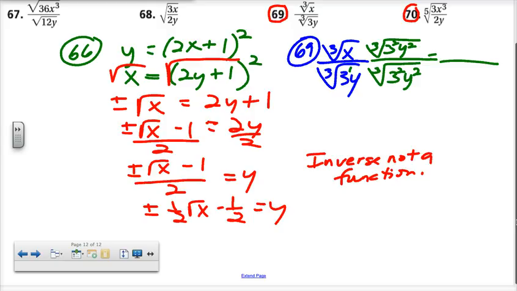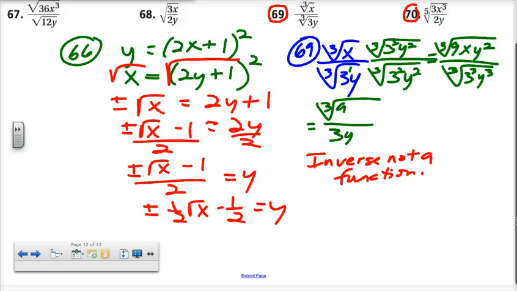So now on the bottom, I'm going to have the cubed root of 3 cubed y cubed. And that's just going to give me 3y. Now, on the top, I have the cubed root of 3 squared is 9, and then I have an x, and I have a y squared. And that cannot be simplified. So this is done right there. All right. Now, and that was cubed roots, so there's no worrying about absolute value or anything like that as you're doing it.